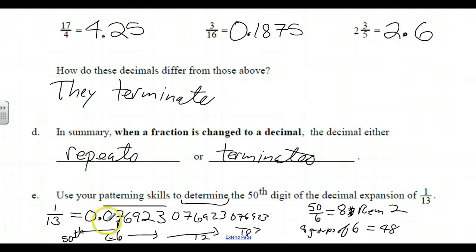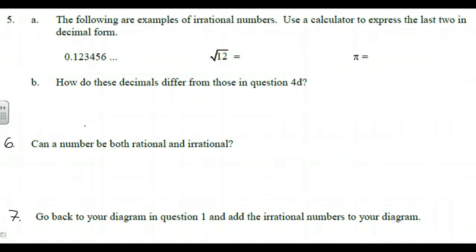And this remainder of 2, 1, 2, takes us, this will be the 49th decimal, 50th decimal. And let's go over here and say the 50th digit is 7. Determine, work shown, right? Work shown, we've shown some work.